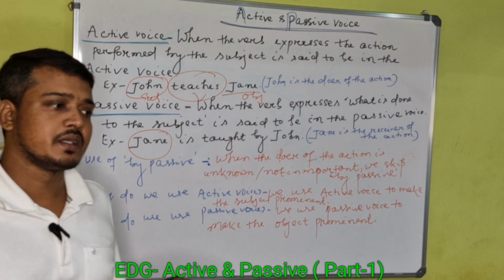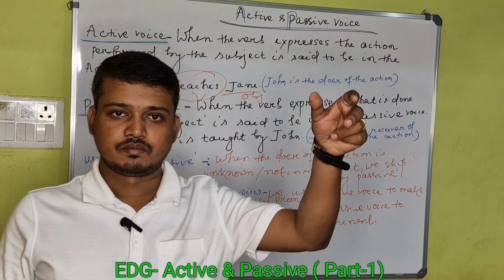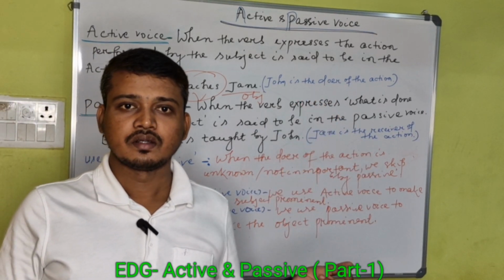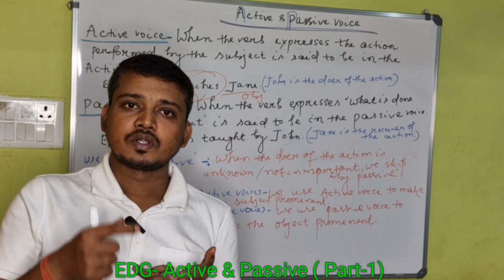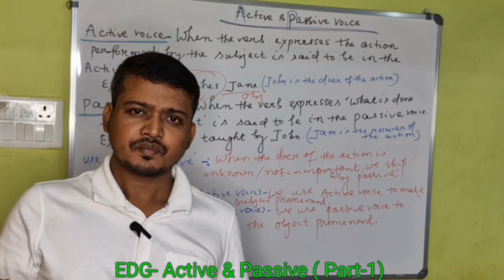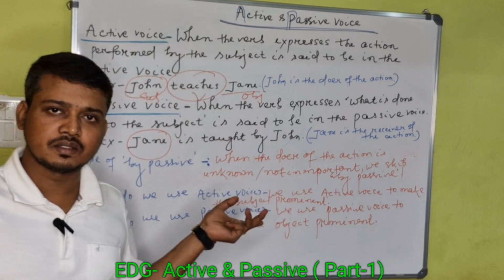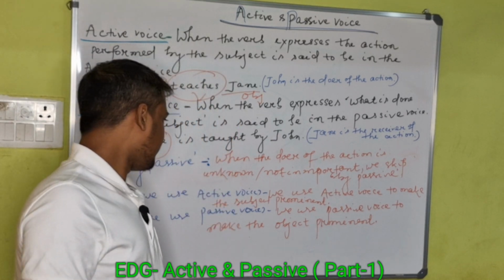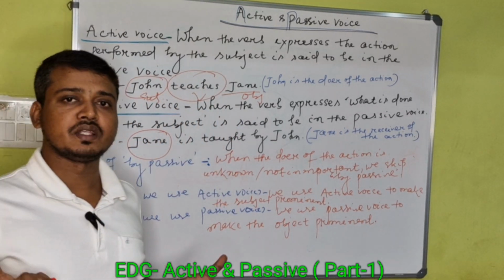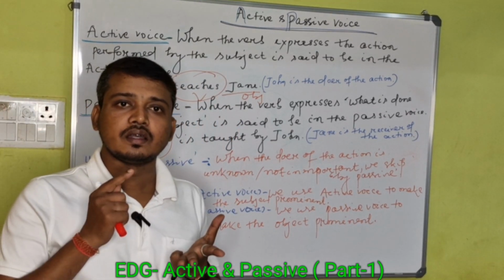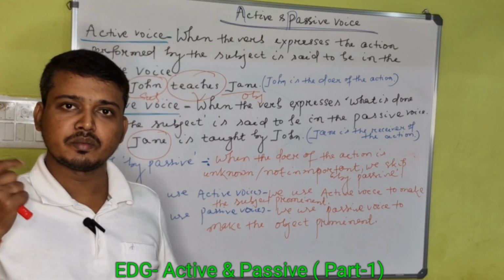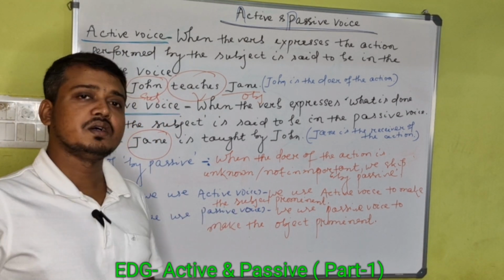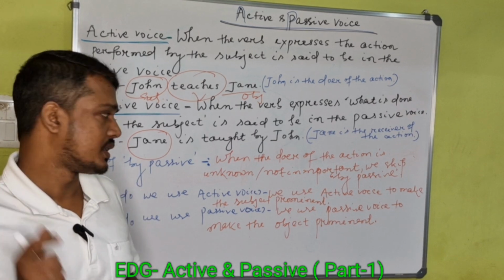But if I say 15 people were killed in the accident, here the doer of the action is not mentioned. That is why the "by" passive is omitted. In the active voice, we make the subject prominent. An active voice makes the subject prominent, and a passive voice makes the object prominent.